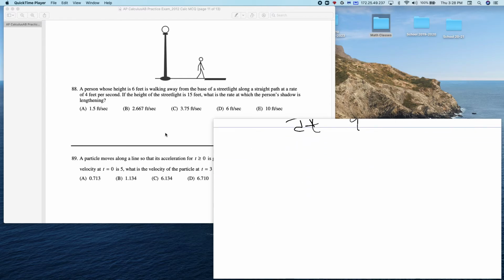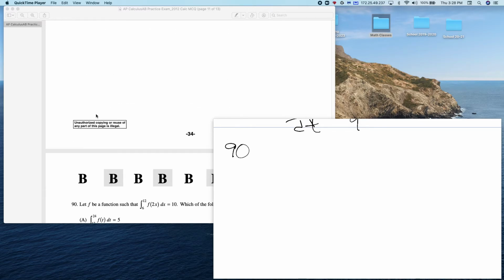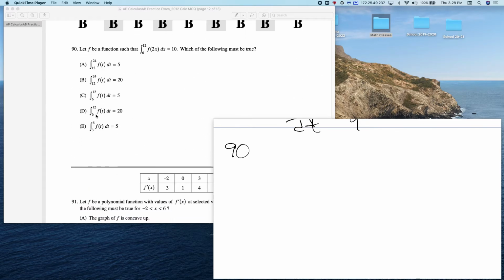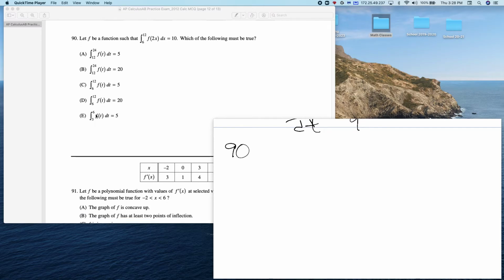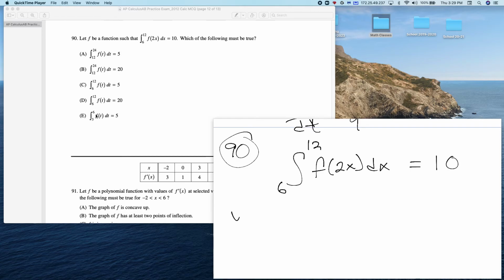Last one, number 90. Let me get to number 90 on my notes to make sure I steer you in the right direction. Number 90 looks like this. This is a tricky one because there is a u substitution involved. You've got the integral from 6 to 12 of f of 2x dx is equal to 10. Let's just look at the left side of this. If u is equal to 2x, then du is equal to 2 dx. So 1/2 du is equal to dx.